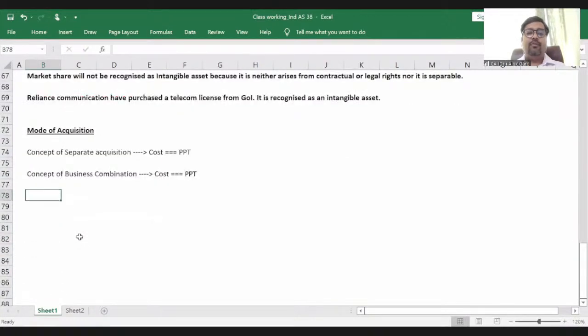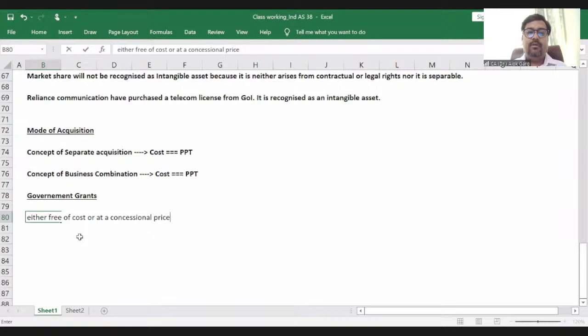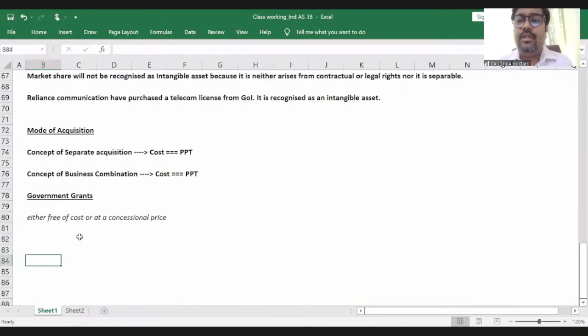Coming to the concept of government grant, intangible asset acquired by way of government grant, right? So if the intangible asset is acquired by way of government grant, when I say government grant, I mean to say either free of cost or at a concessional price, right? In this case, the standard says that.